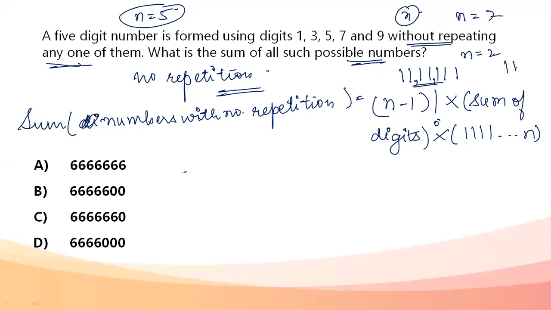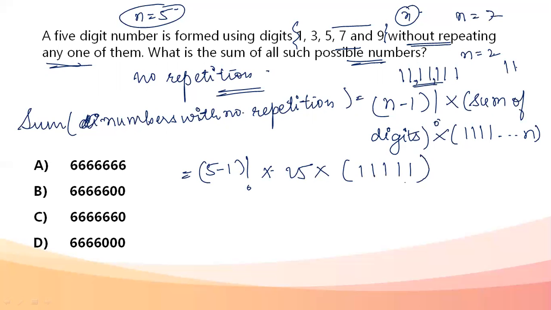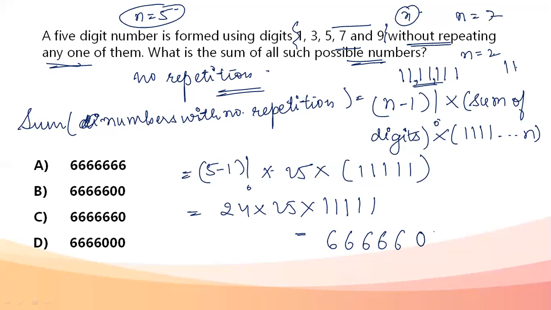Here value of n is 5. So first term that I'm going to have is 5 minus 1 factorial into sum of the digits. Sum of the digits given, 1, 3, 5, 7, and 9. When we do the addition, this becomes 10, 20, and 25, into 11,111. Now when we do this, 5 minus 1 is 4, 4 factorial is 24, 24 into 25 into 1, 1, 1, 1, 1. When we do this, this comes out to be 5 times 6 and 2 times 0. So it becomes double six triple six double zero. Match the option: double six triple six double zero is option B. My answer is option D.